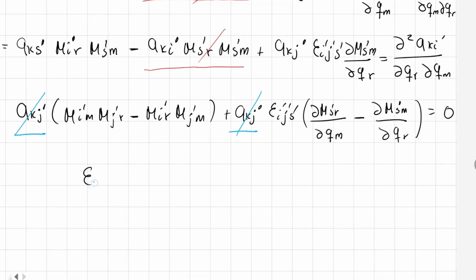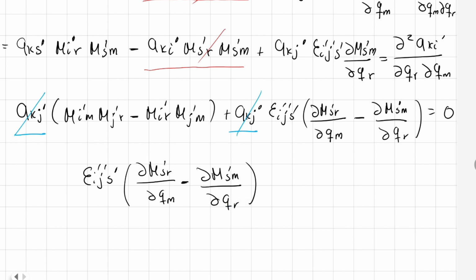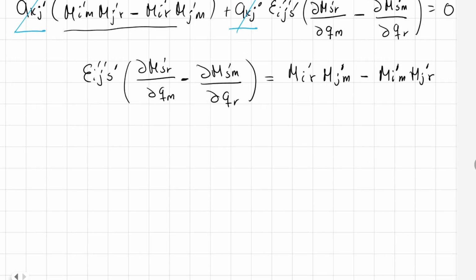It will be the Levi-Civita ijs, the partial of msr with respect to qm minus the partial of msm with respect to qr. It will be equal to this, but on the other side of the equation we are going to switch the sign of the expression. So that means that this is going to be mir mjm minus mi mmjr. Perfect. Well, we are about to finish.